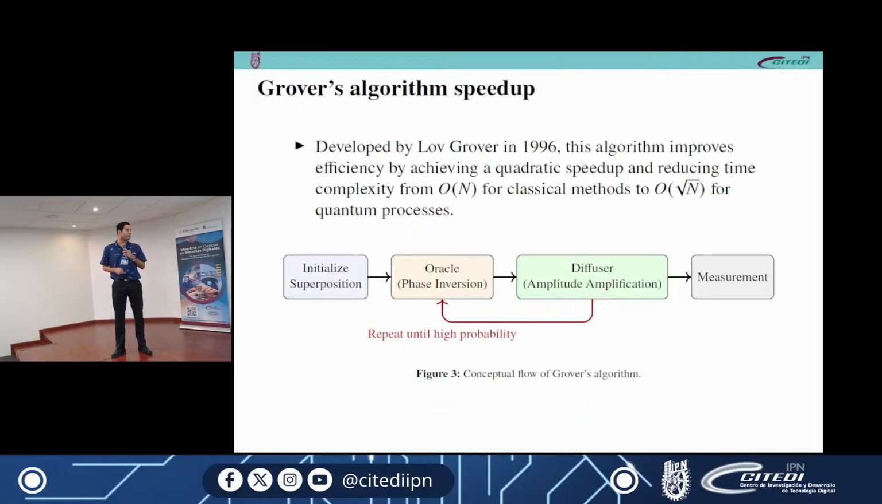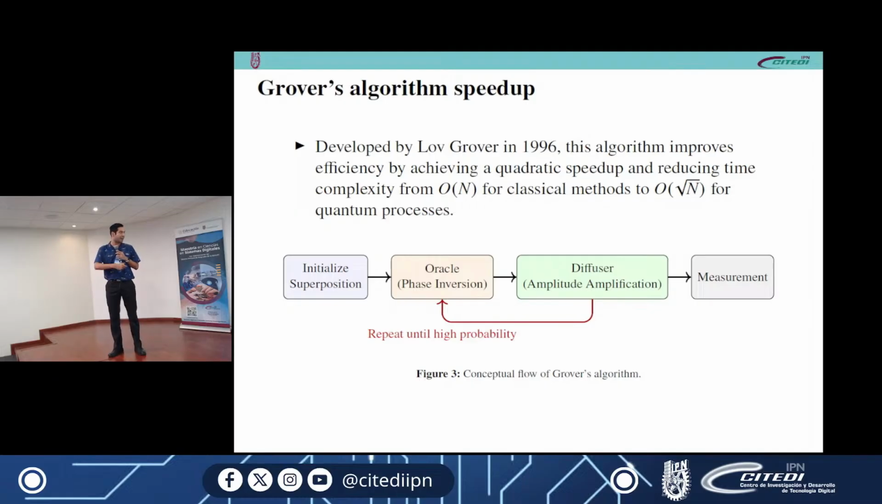And that's why we're exploring today this quantum computing paradigm to solve this optimization problem. So when we go to Grover's algorithm and the speedup that it offers for this optimization problem, we see that it can reduce the time complexity from O(n) to O(√n). And this algorithm was formulated in 1996, and it consists of the following, right?